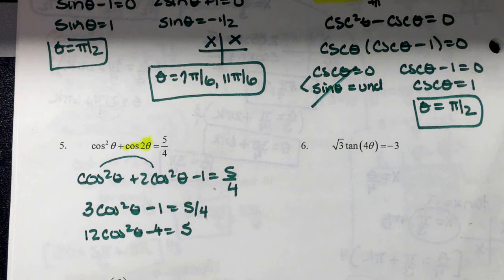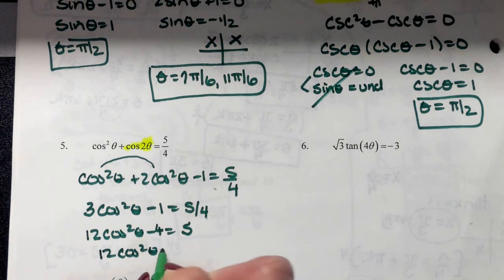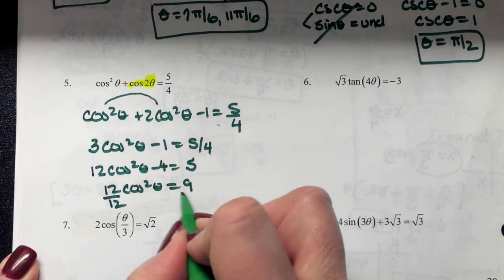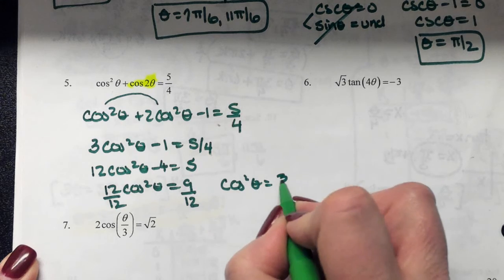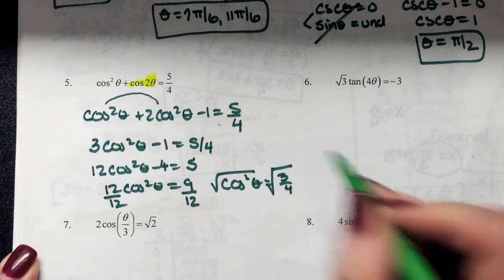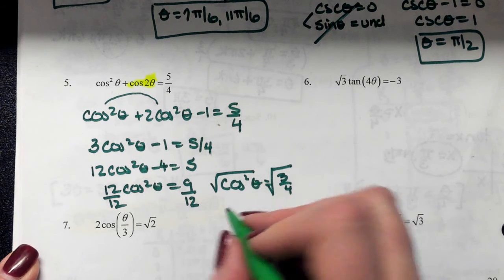But remember, another technique you have for solving quadratics is to get that x squared or cosine squared by itself and use the square root method. So I'm going to add 4 to both sides. So 12 cosine squared theta is equal to 9. Then what? Divide by 12. Can you reduce 9/12? That's going to be 3/4. Then what? Square root. What do you have to remember to put in front of the square root? Plus or minus.